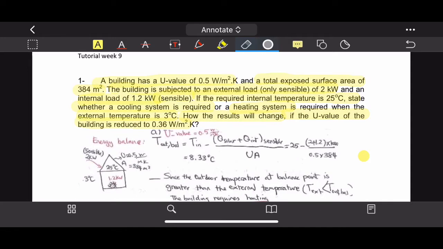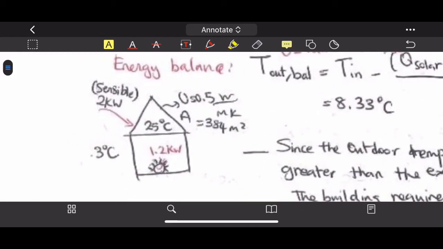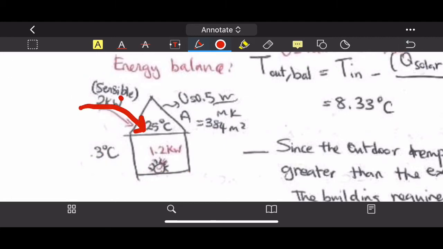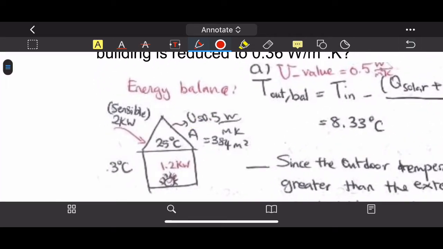Now let's see the answer. This is the picture of the house and the energy balance involved in it. You have sensible heat going into the room at 2 kW, and heat leaving the house at 0.5 W/m²·K, with the area of the house around 384 m². Outdoor is 3 degrees, inside is 25 degrees, and there's an internal load of 1.2 kW.